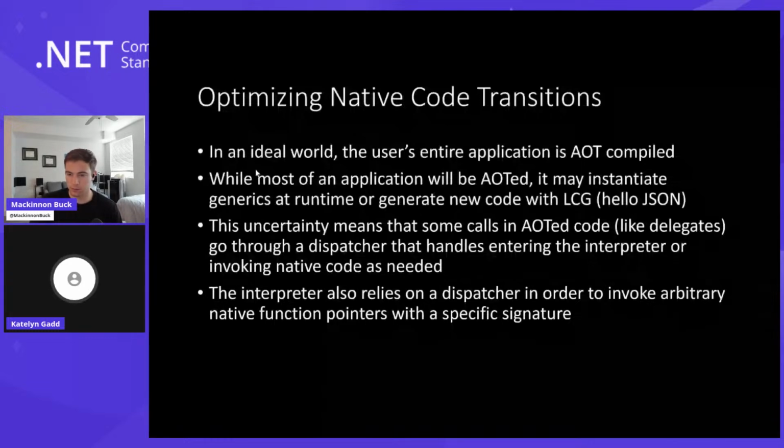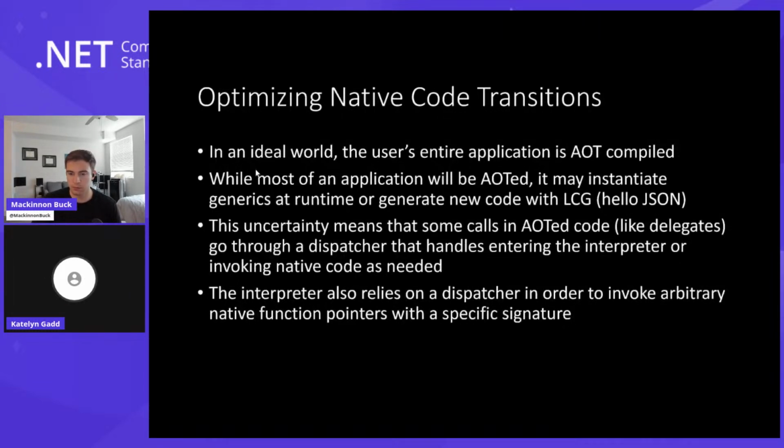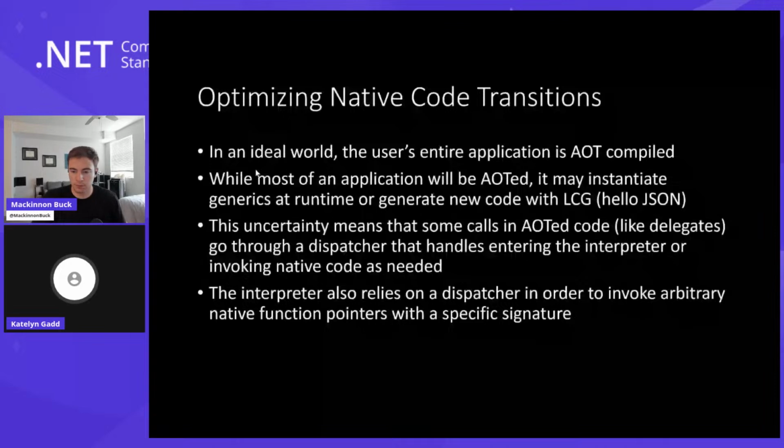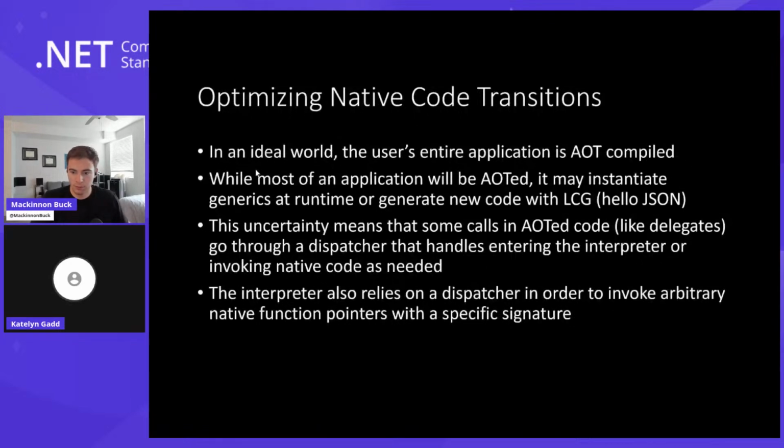The interpreter, likewise, needs a dispatcher to figure out whether, hey, I'm calling method X. Is this method AOT compiled? Like, am I running inside of an AOT application? If so, it calls the AOT code. If not, it calls through the interpreter and interprets. So there is a little dispatcher that the interpreter likewise relies on that will handle invoking arbitrary code.